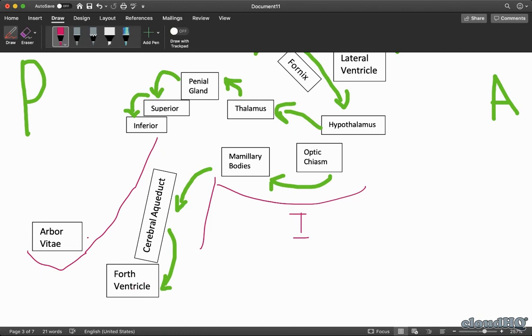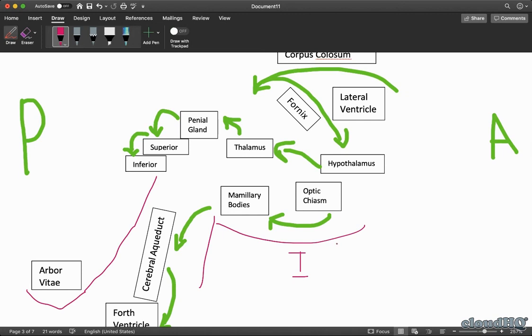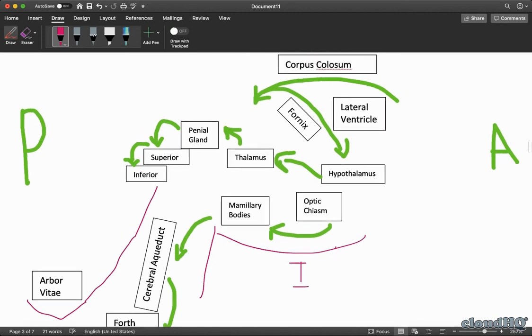Right above the fourth ventricle is the cerebellum, which has arbor vitae. Okay, so hopefully this helps you keep it all in line.